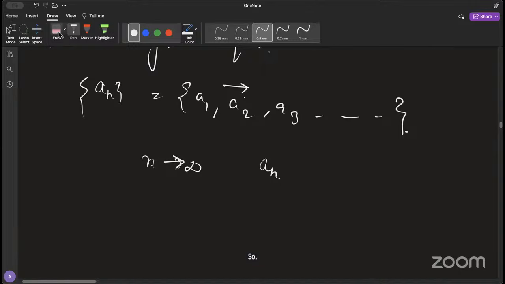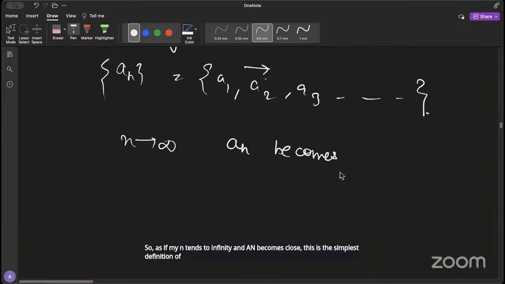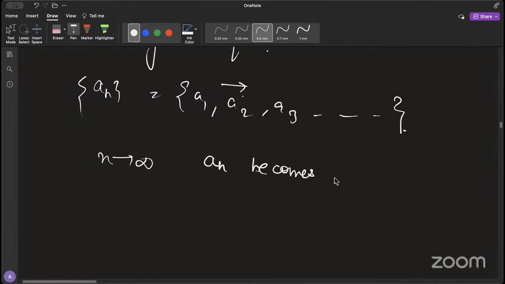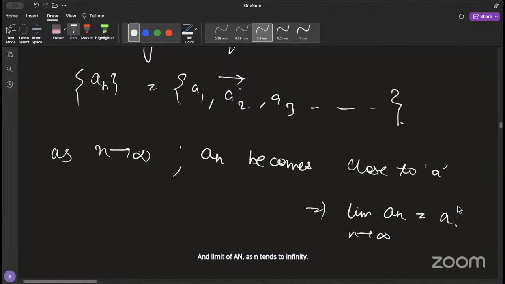Let's understand this with an example. So if my n tends to infinity and an becomes close, this is the simplest definition of a limit of a sequence or of convergence. So for n tending to infinity, if an becomes close to a, this implies the limit of an as n tends to infinity is a.